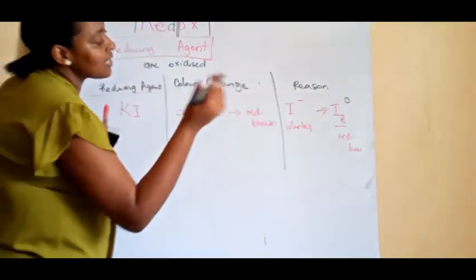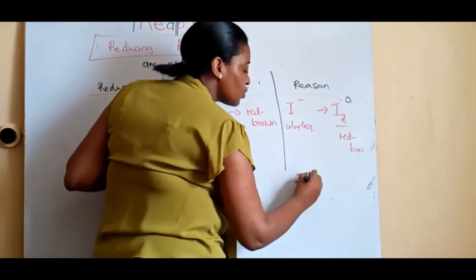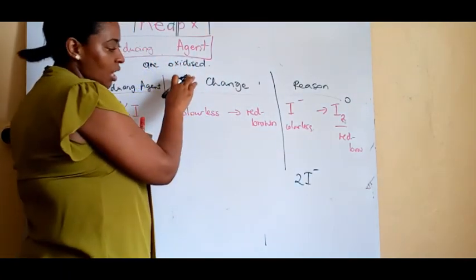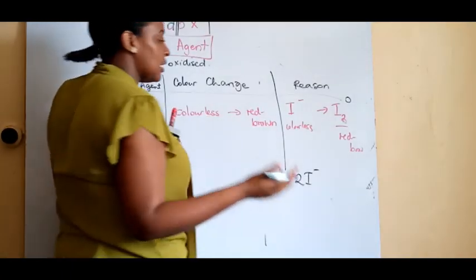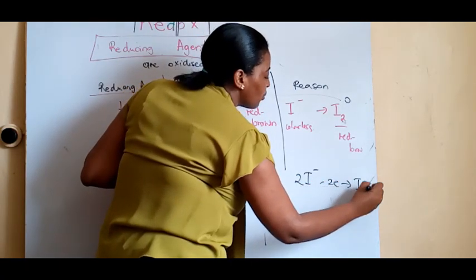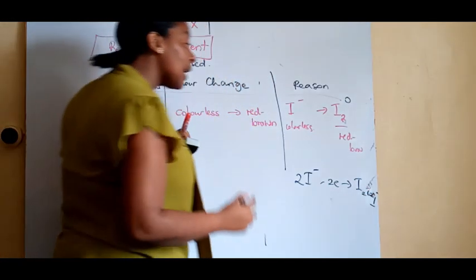So let's go. What is the half equation for this? Because I2 is formed, we need to have 2I minus, right? And in oxidation it loses electrons. So it's going to lose 2 electrons to form I2 aqueous. So this is what is happening.